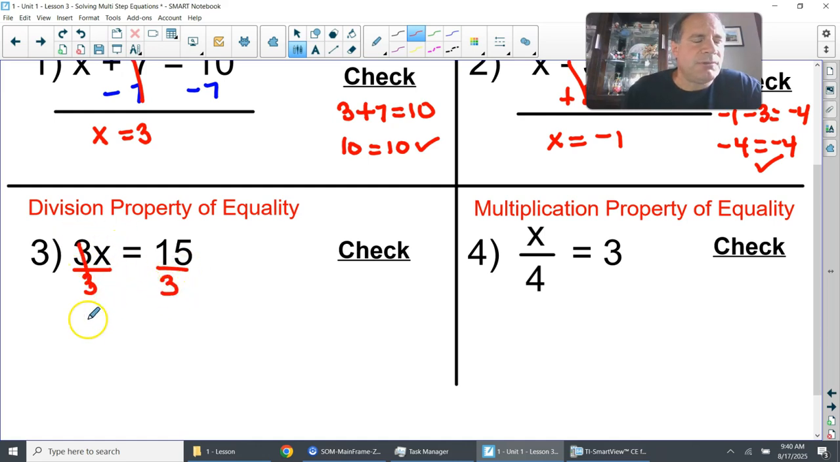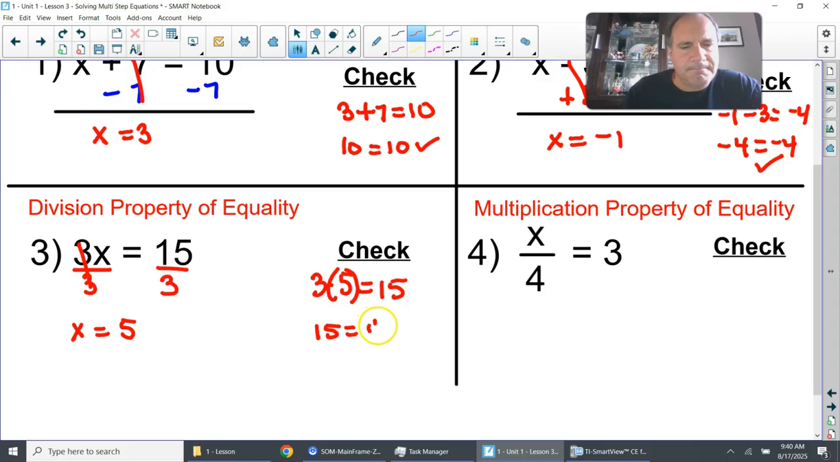The division property of equality is when you divide on both sides. Just like that, we see multiplication, you divide, the opposite. The 3's cancel and you get x equals 5. And to check it, you substitute that 5 in, and I'm going to put that in parentheses. And that would be 15 equals 15 and a check mark.